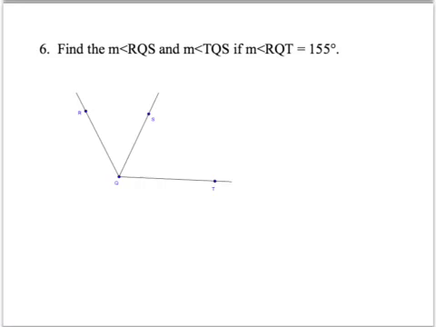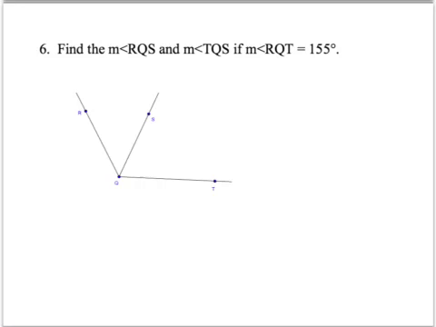Now let's start with example 6. We want to find the measure of angle RQS and the measure of angle TQS. And the only thing that we know is the measure of angle RQT is 155 degrees. Well, if you started this earlier, you may look at this problem and notice that we're missing some information, and I apologize for that. I forgot to put that on your notes.